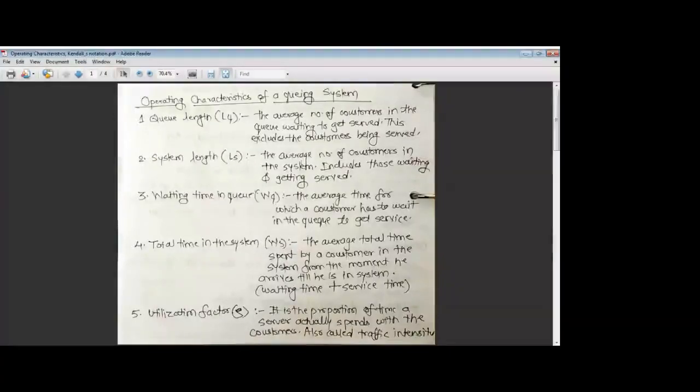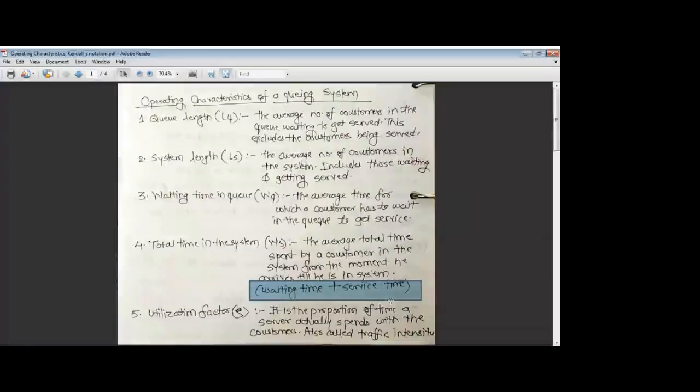Next, another very important operating characteristic is the waiting time in the queue, denoted by capital W and small q. It is the average time for which a customer has to wait in the queue to get the service. Why the average time? Because the time for every customer may be different, so the average represents the waiting time in the queue. Similarly, we have one more characteristic, WS. It is the total time in the system: the average total time spent by a customer in the system from the moment he arrives till he leaves. That includes the waiting time and the service time.